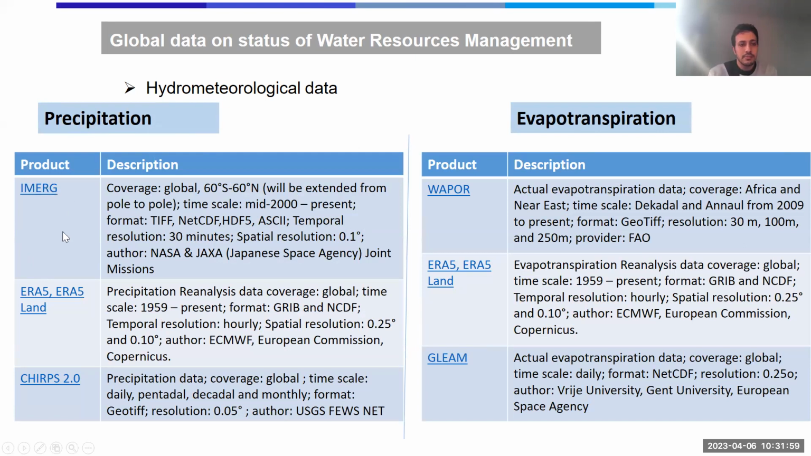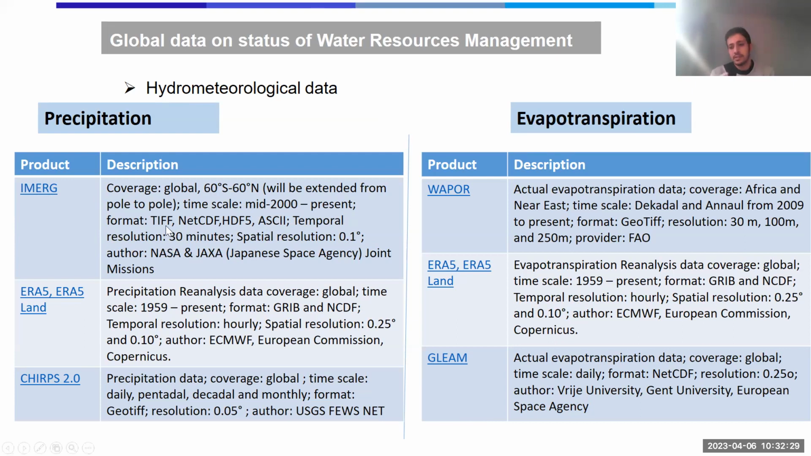For the first product, I just put some products here. There are many products. So there is this one, IMERG. It covers the whole globe, from these coordinates, and the time scale starts in the mid-2000s until now. So it's a really good platform for precipitation. And the format is TIFF.